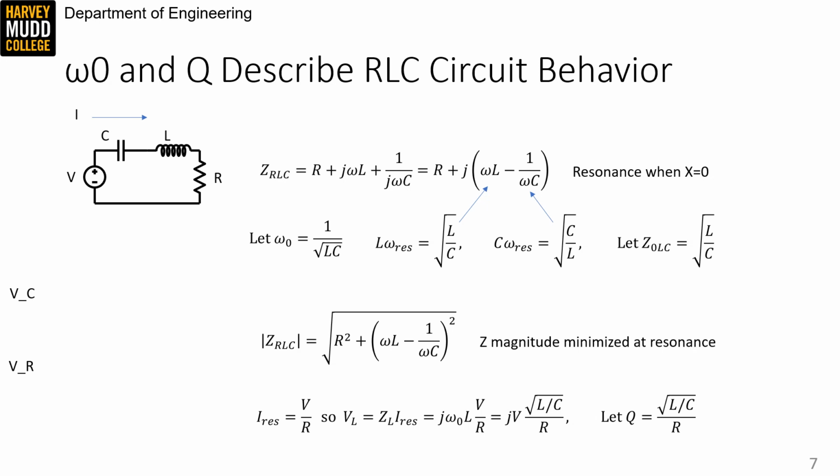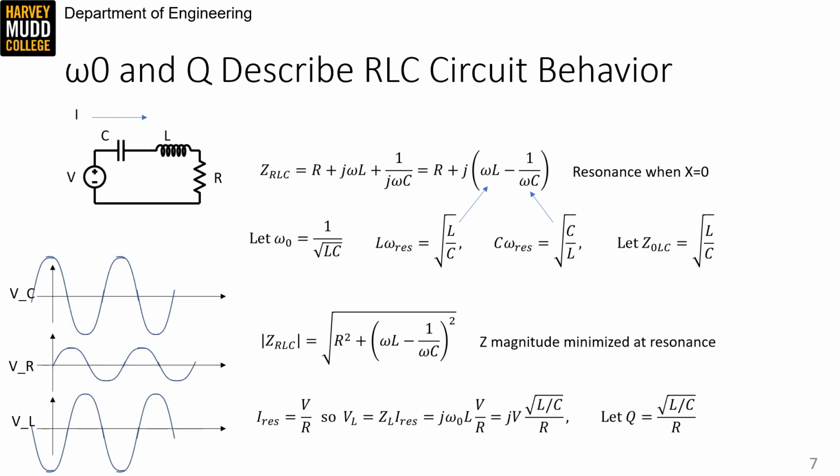It might seem crazy that we have this big voltage running around in our system, but it doesn't appear over our resistor at all. However, if we calculate the capacitor voltage, we find that it's also amplified by Q and shifted by negative 90 degrees. The inductor and the capacitor voltages exactly cancel out, leaving only the real resistor voltage.